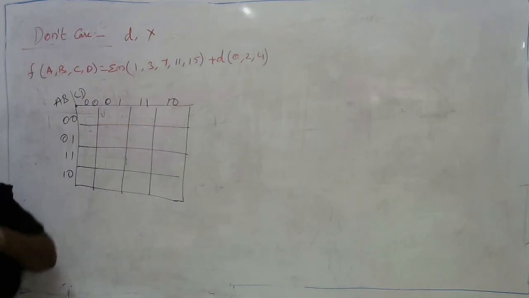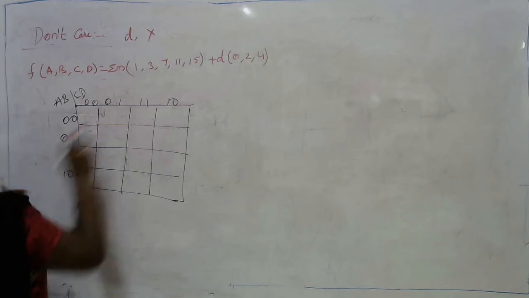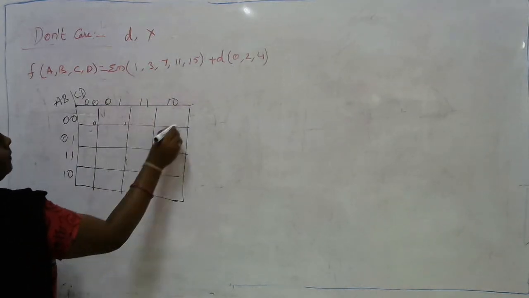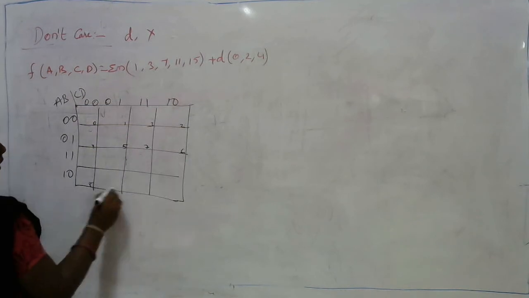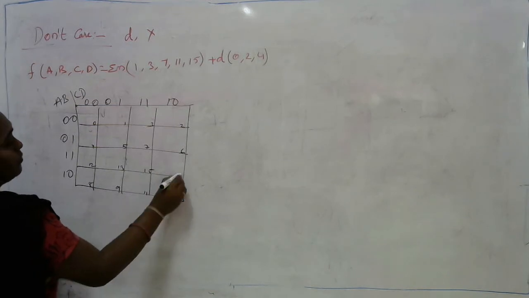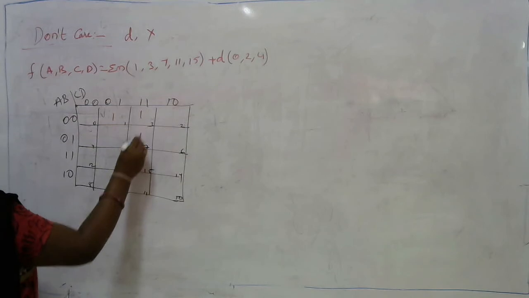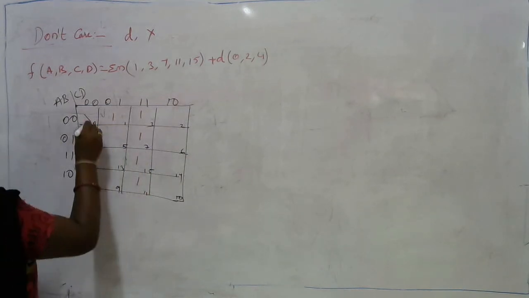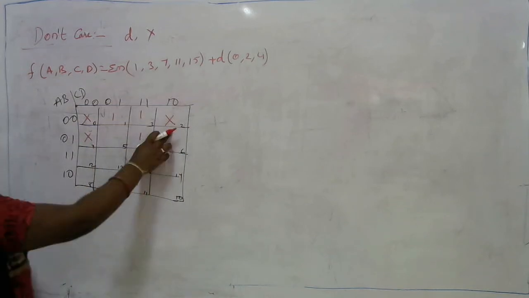So wherever we are having a 0, wherever we are having the given minterms, just as in an SOP expression, just write down the ones. This is 0, 1, 3, 2, 4, 5, 7, 6, 12, 13, 15, 14, 8, 9, 11, 10. In the given question, they have given 1, 3, 7, 11, 15, and don't cares are 0, 2, 4. So here the cross mark represents don't cares.